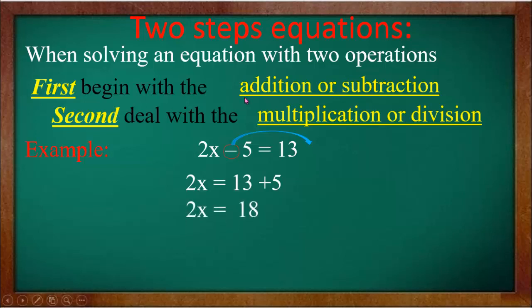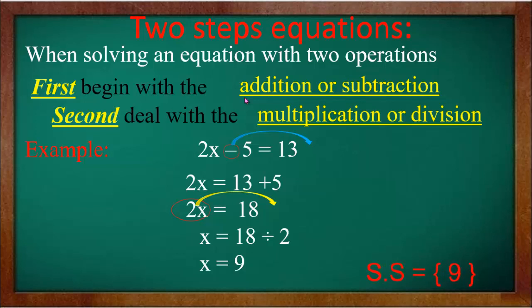Still, I have one more operation here, 2 times x. I'm going to move 2 to the other side with the inverse of multiplication, which is division. x is equal to 18 divided by 2. x is equal to 9. My solution set here is going to be {9}.